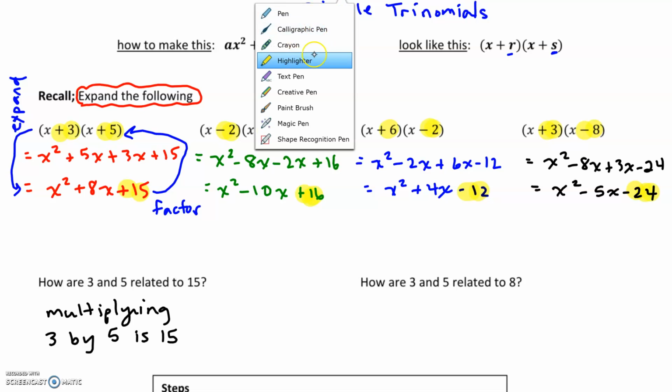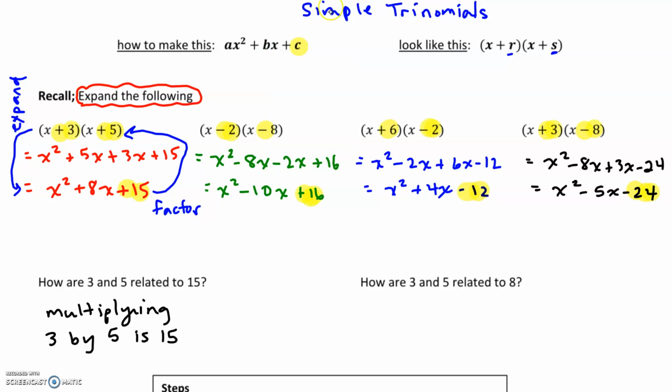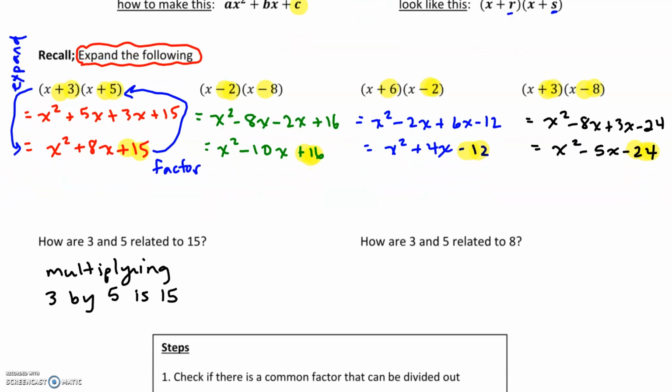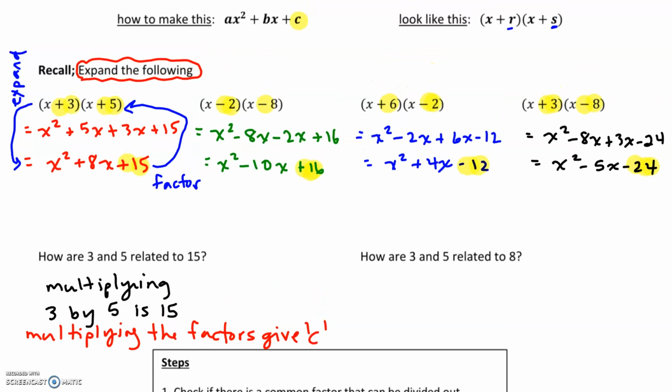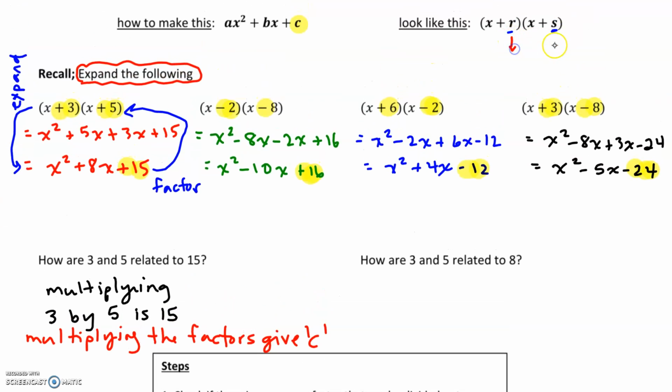So we can add to this that when we multiply the factors, we get the C value. Multiplying the factors gives C. I'll also clarify that these are known as the factors, and remember, factors means numbers that we're multiplying.